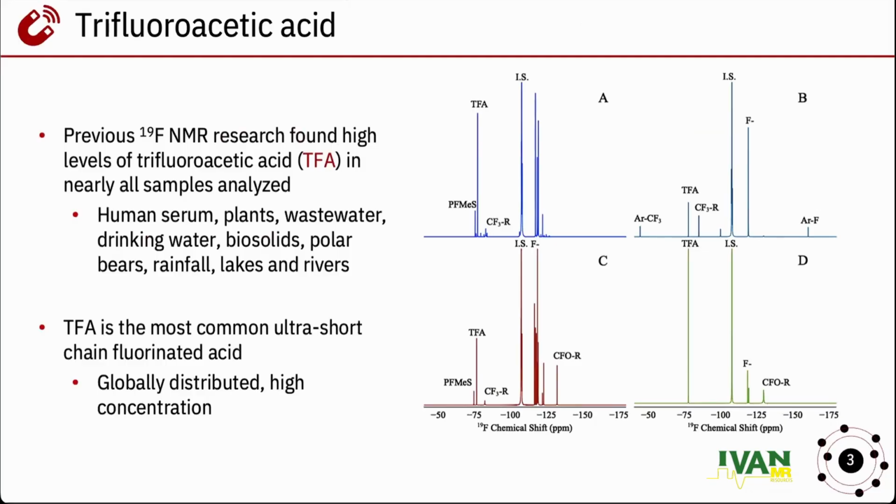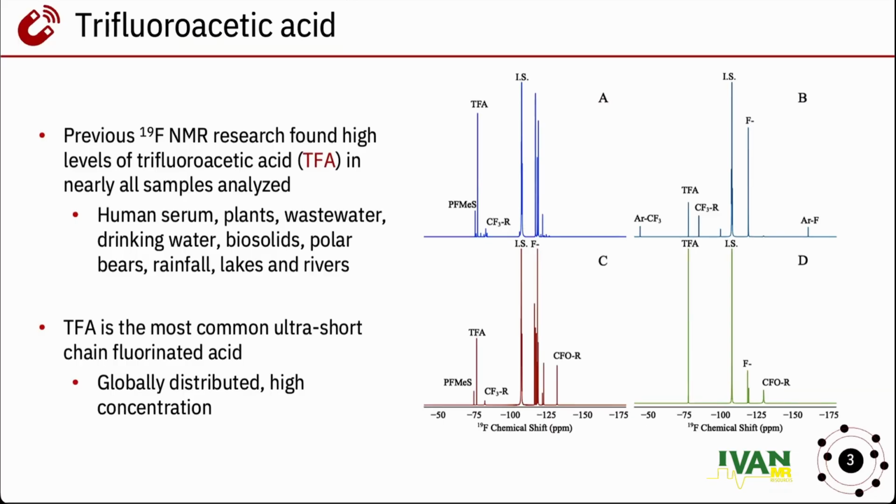So I've been working on fluorine NMR for PFAS analysis for about 7 or 8 years now. And I've analyzed a whole host of samples, things like human serum, agricultural crops, produce off the grocery store shelf, wastewater, influent and effluent, drinking waters, biosolids, even really complex and difficult to get samples like polar bear liver and Arctic fox and Arctic seal.